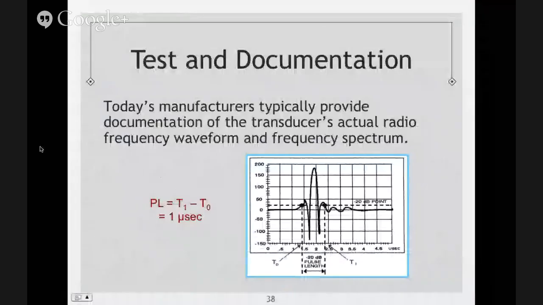So going back to the PowerPoints, today's manufacturers typically provide documentation of the transducer's actual radio frequency waveform and frequency spectrum. We just saw that. So when you buy a transducer, they're going to give you that. And each transducer will have its own separate, different form.